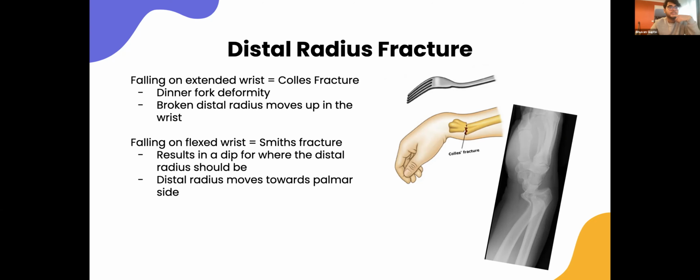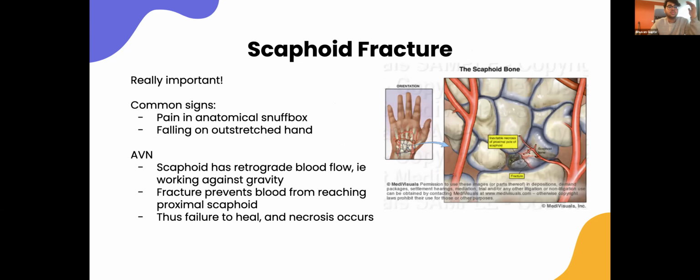Scaphoid fracture, really, really important. The main thing here is avascular necrosis because of the retrograde blood flow. So when we get a fracture right across the scaphoid, then it's not going to have any supply. There's not going to have any supply really for the scaphoid.